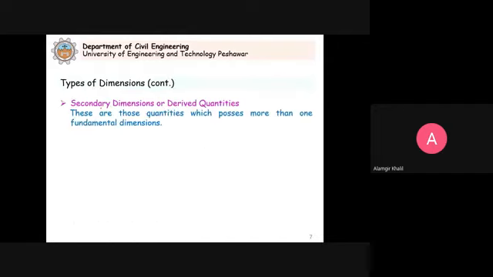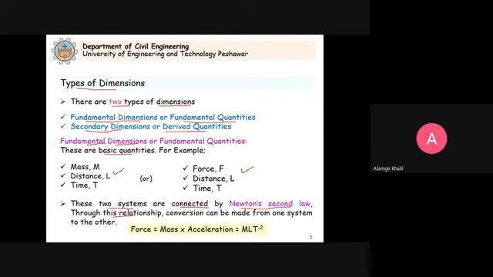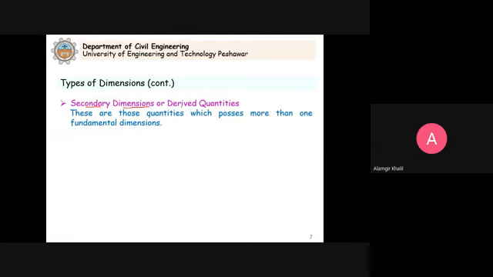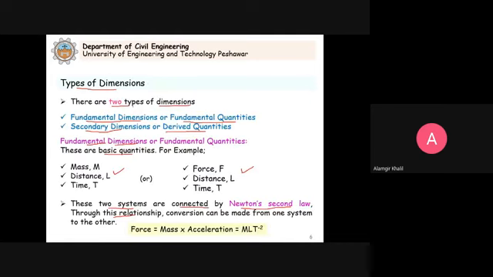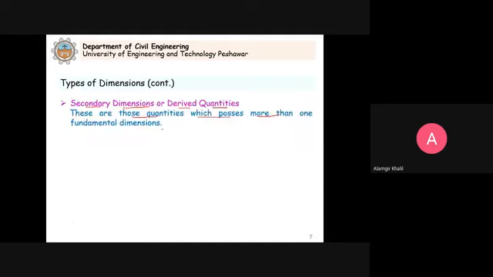So next we have these secondary dimensions. The fundamental dimensions are the primary dimensions, and we have the secondary dimensions. These are also known as derived quantities. These are those quantities which possess more than one fundamental dimension, because if they possessed only one, then it would reduce to the fundamental dimensions.